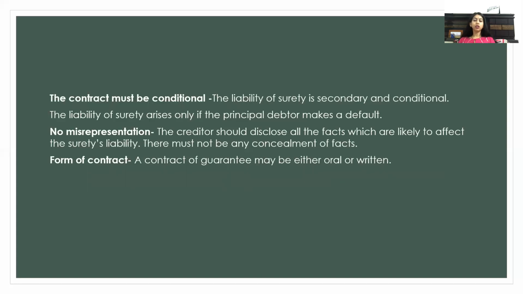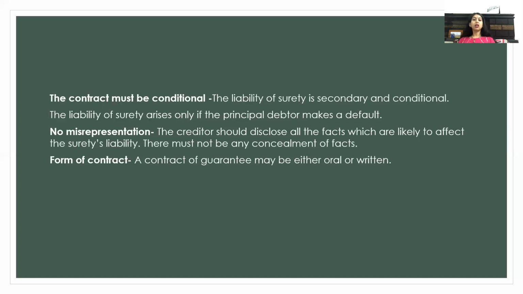Why is it conditional? It is conditional because if the principal debtor makes a default, then only this liability of the surety will come into picture. That's why it is called conditional. The liability of the surety arises only if the principal debtor makes a default. Then the second last is no misrepresentation. The creditor should disclose all the facts which are likely to affect the surety's liability. There must not be any concealment of facts.